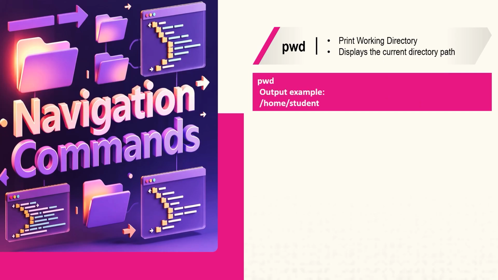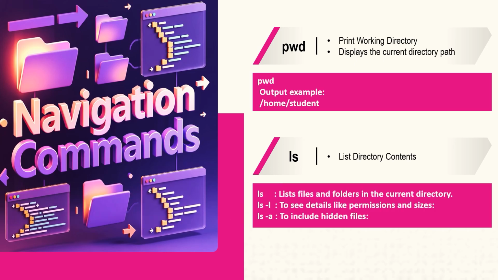And to list directory contents, or to list the files and folders in the current directory, we have the command ls. To see more detail, like what is the size of the file and what are the permissions, we can use the switch ls -l. And to show the hidden files, we can use ls -a.